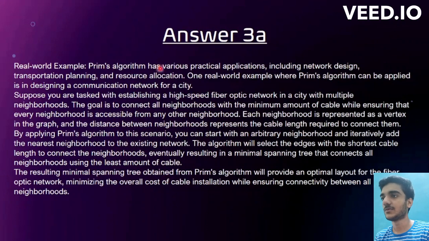Real world examples of Prim's algorithm include: suppose you are tasked with establishing a high-speed fiber optics network in a city with multiple neighborhoods. The goal is to connect all neighborhoods with the minimum amount of cable while ensuring that every neighborhood is accessible from any other neighborhood.